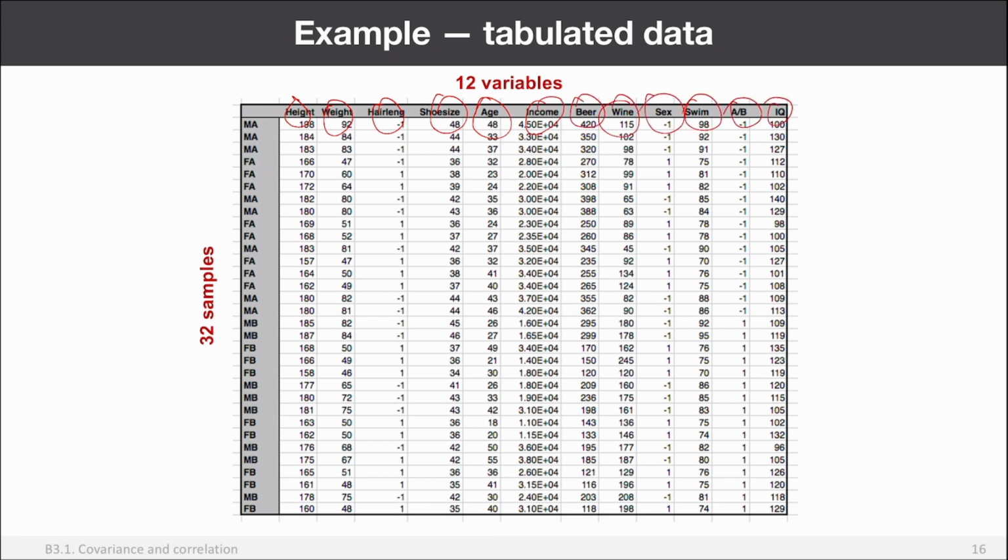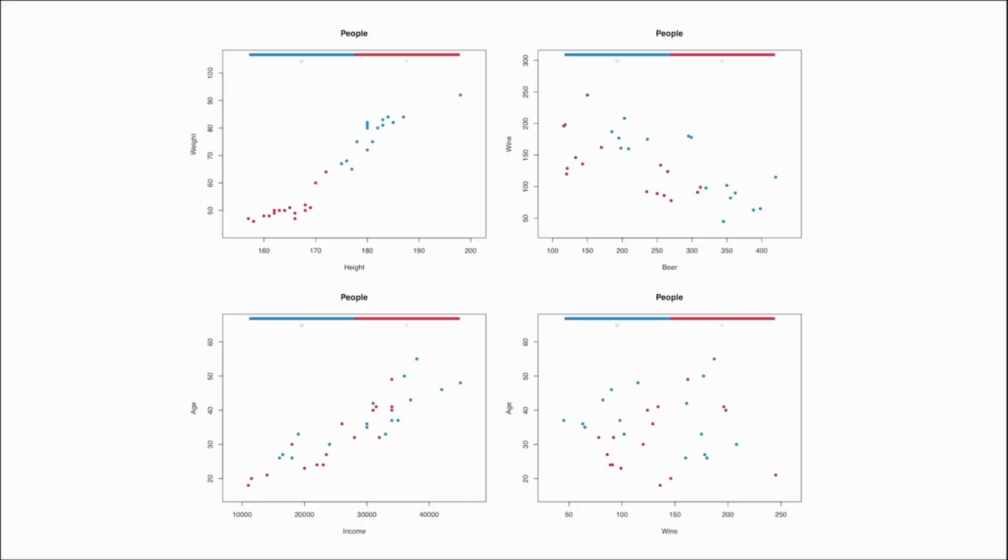So let's take different pairs. For example, let's take height and weight and make a scatter plot. Or let's take beer and wine consumption and make a scatter plot. Or let's take, for example, income and age and make a scatter plot. So let's make different scatter plots for different pairs of these variables. That's exactly what you see here. So let's take them one by one.